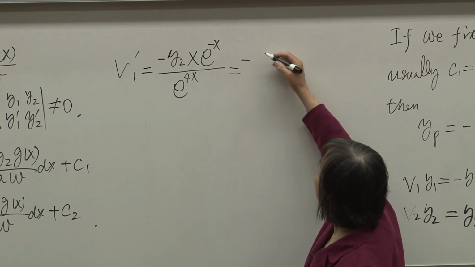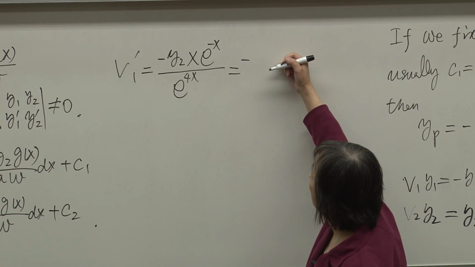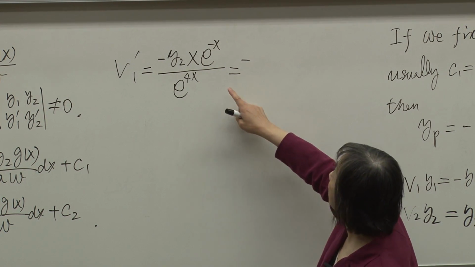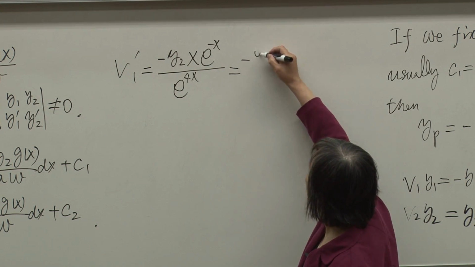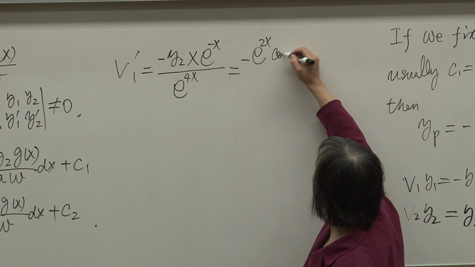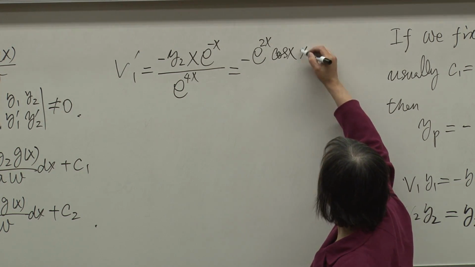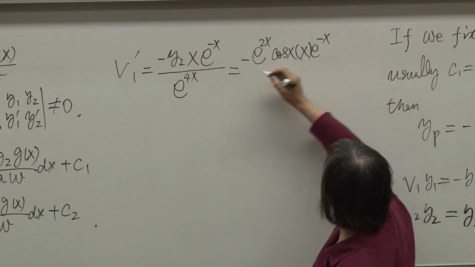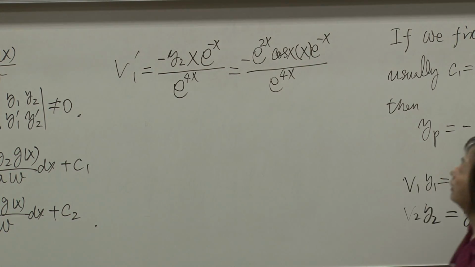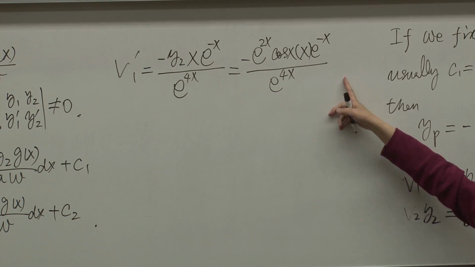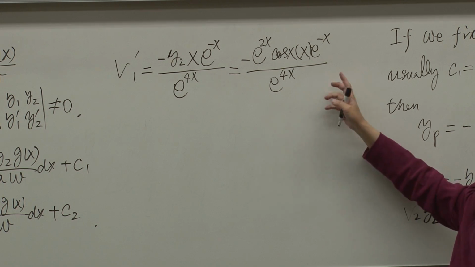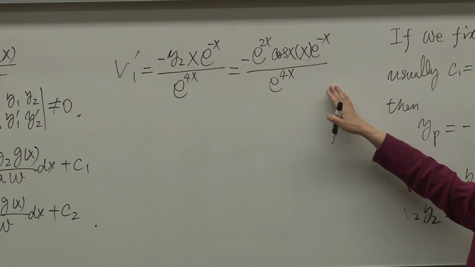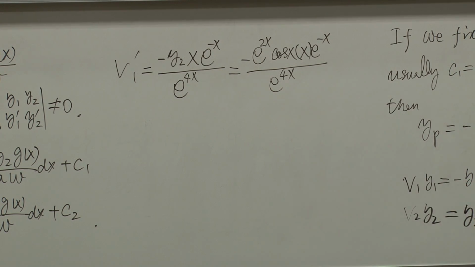But y2 contains not only e to 2x, but also cosine of x. So we get negative e to 2x cosine of x times x e to negative x over e to 4x. Immediately, we would not use this method, because if we integrate x times cosine x times some exponential function, it's even worse, right? So in this way, we should choose undetermined coefficient method.